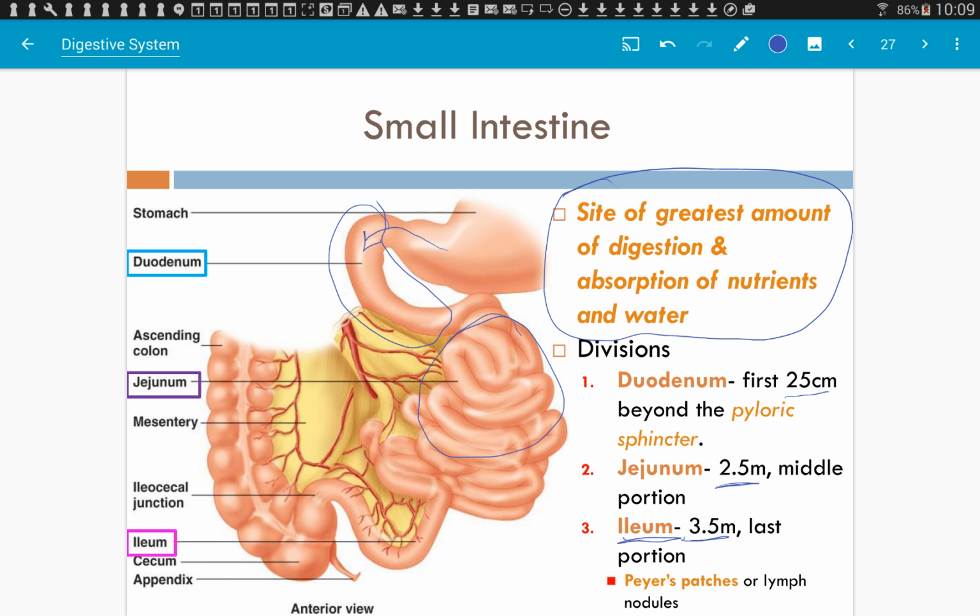So three sections to the small intestines. Know the order, okay? And within the small intestine and large intestine, we have what are called Peyer's patches, and this is lymph nodes. On Wednesday, I told you about the lymph nodes in the digestive system and how we have a lot of immunological surveillance. These lymph nodes are present within the small intestine and also the large intestine.